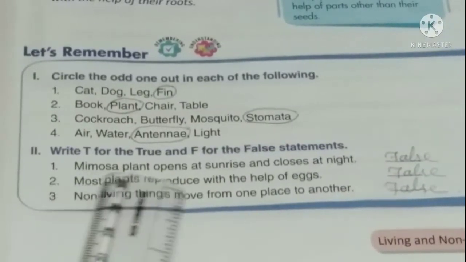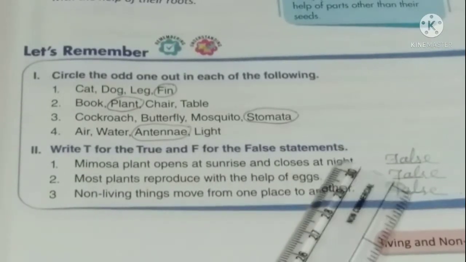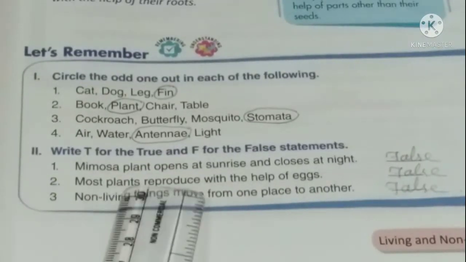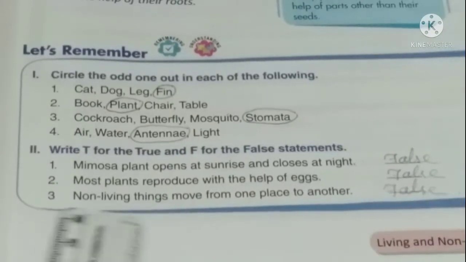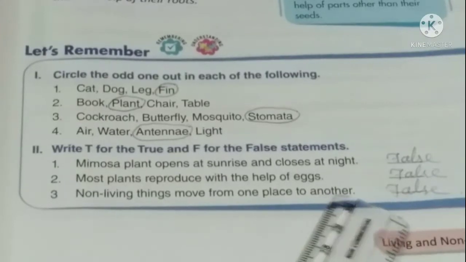Next, Roman number 2: write T for the true and F for the false statements. Number 1: mimosa plant opens at sunrise and closes at night. Answer: false. Second one: most plants reproduce with the help of eggs. False. Question number 3: non-living things move from one place to another. False.